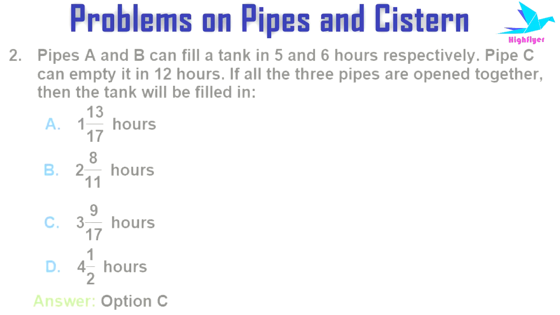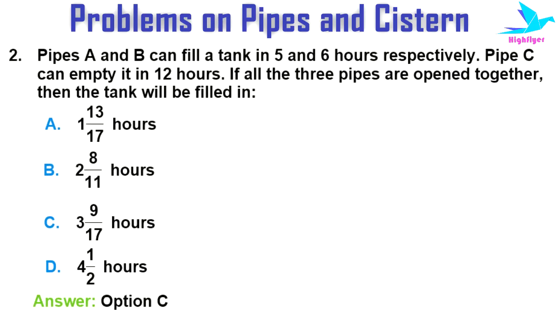Next question. Pipe A and B can fill a tank in 5 and 6 hours respectively. Pipe C can empty it in 12 hours. If all the 3 pipes are opened together, then the tank will be filled in. The options are 1 hour 13 by 17 hours, 2 hours 8 by 11 hours, 3 hours 9 by 17 hours or 4 hours 1 by 2 hours. The right option is option C, 3 hours 9 by 17 hours.